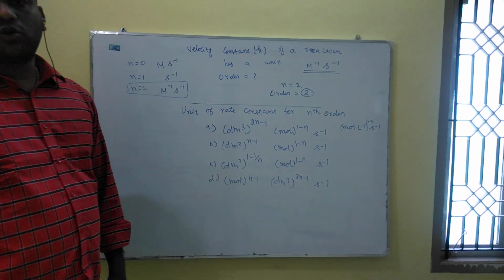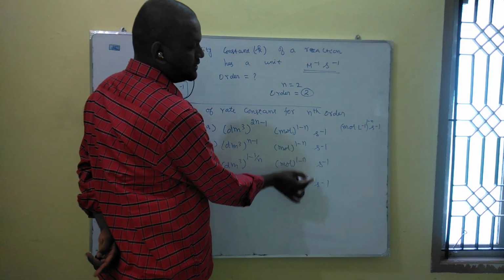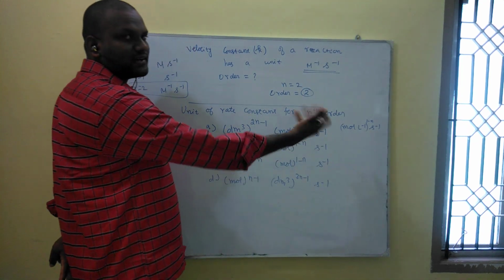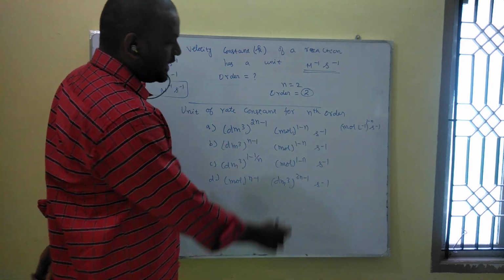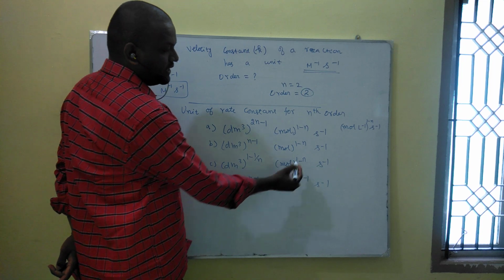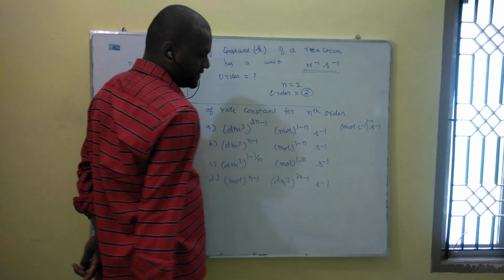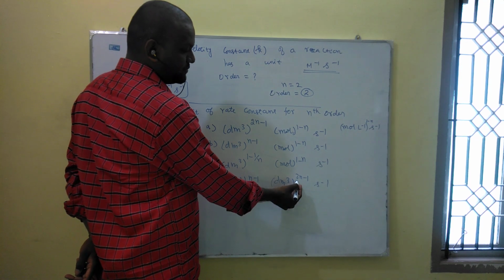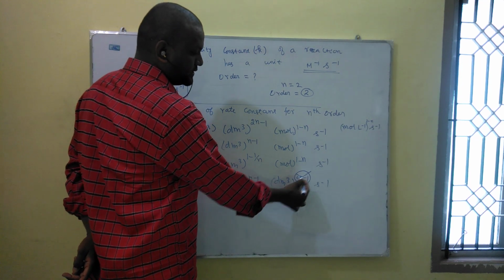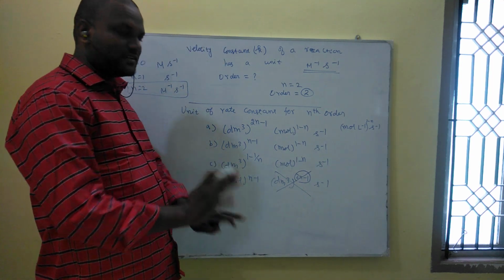First we have to omit some options. All the units are per second, so based on the per second, we cannot omit. And see the mole option. Here we have only 1 and n in the equation, but here they describe 3n minus 1. So you can just omit this option. This is not the answer.